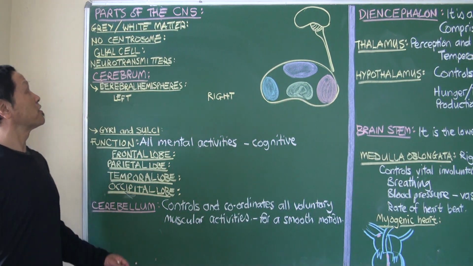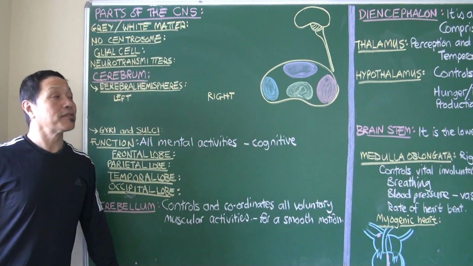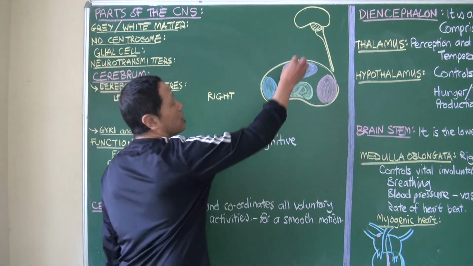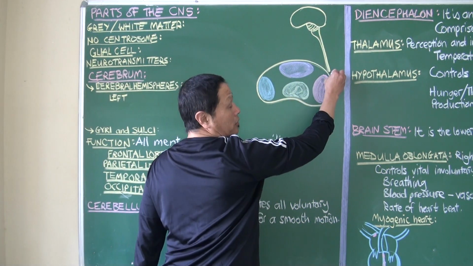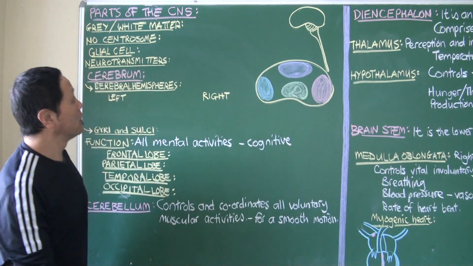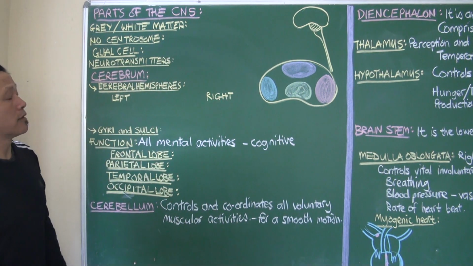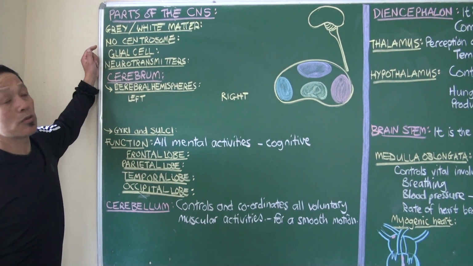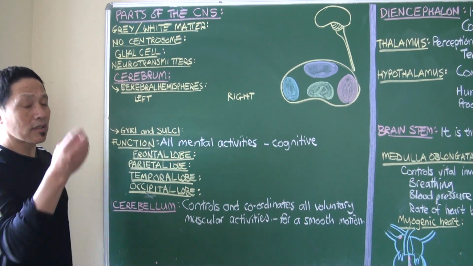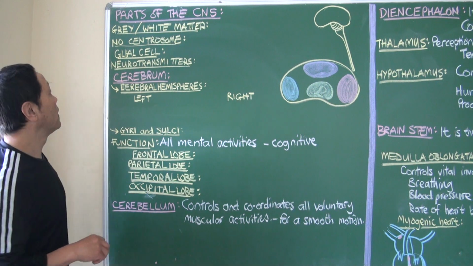Okay, today we will discuss parts of the central nervous system. So we are talking about the brain and the spinal cord. That's the central nervous system. Before we go on to do the different parts, we will just summarize what we left out in the video prior to this one.